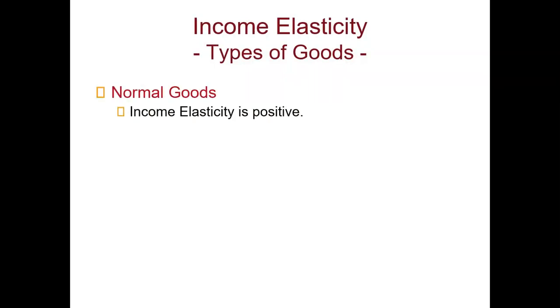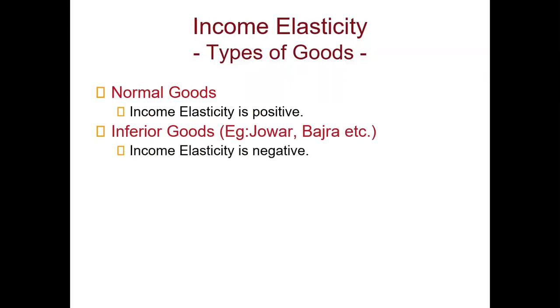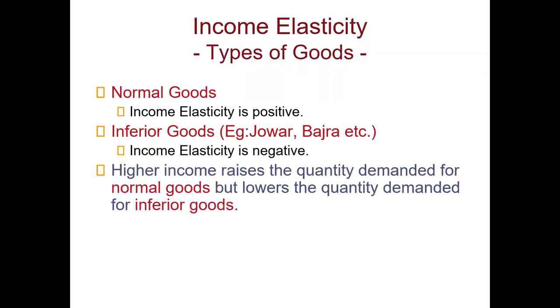Then, what are the main types of goods when it comes to income elasticity? First is normal goods: income elasticity is positive. Inferior goods: income elasticity is negative. Higher income raises the quantity demanded for normal goods but lowers the quantity demanded for inferior goods. Inferior goods like jowar, bajra have negative income elasticity. If income increases, we reduce the purchase of inferior goods.